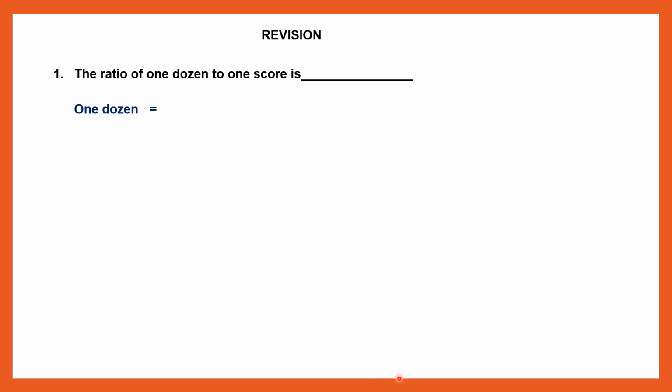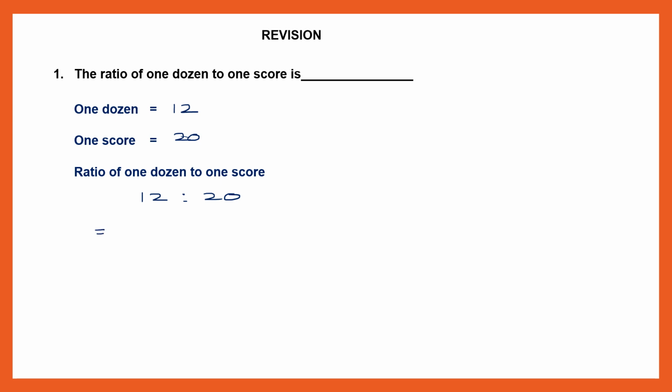So 1 dozen is how many? What's the number? The number for 1 dozen is 12 and 1 score is 20. So the ratio of 1 dozen to 1 score will be 12 is to 20. Remember, ratio should always be in the simplest form.